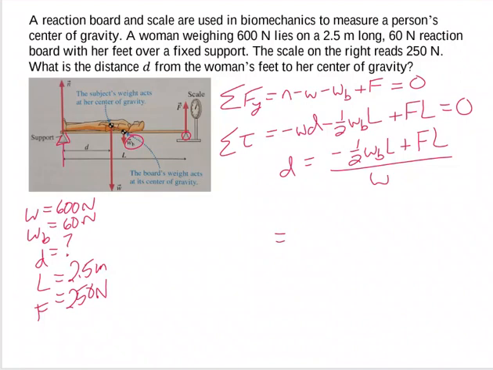Negative 1/2 times 60 newtons. W sub B is 60. Times 2.5 meters. Plus, what is that? 250? Yeah, 250 times 2.5. 2.5 again. So I could have done some work here and factored out the 2.5, made it a little bit easier. All divided by the weight of the woman, which was 600.